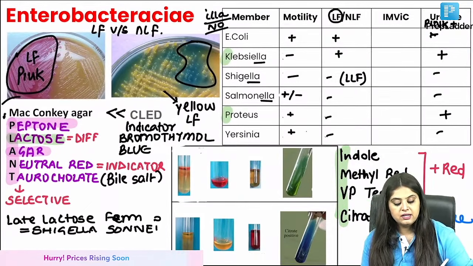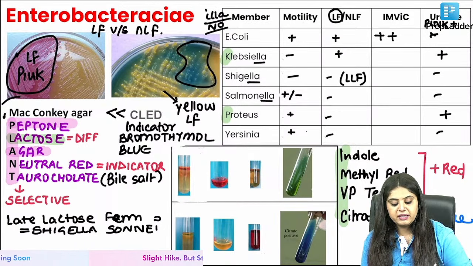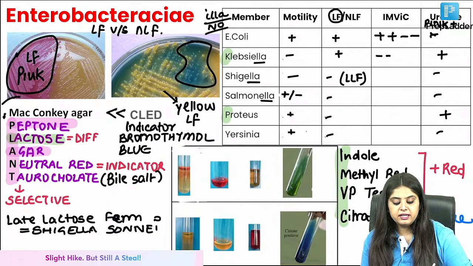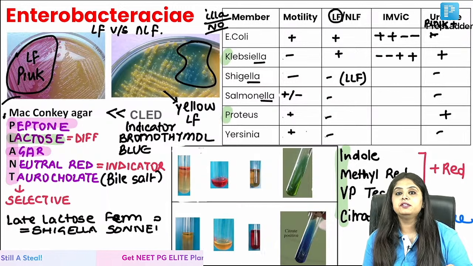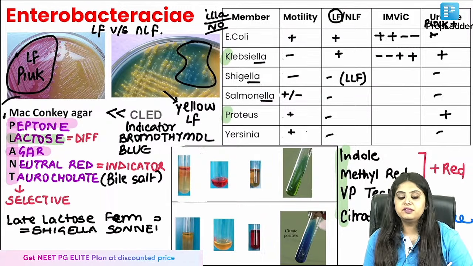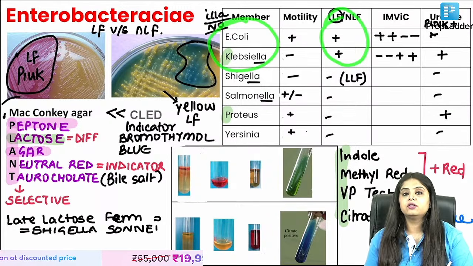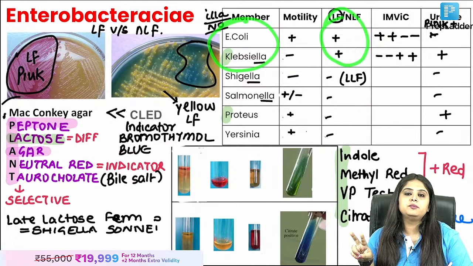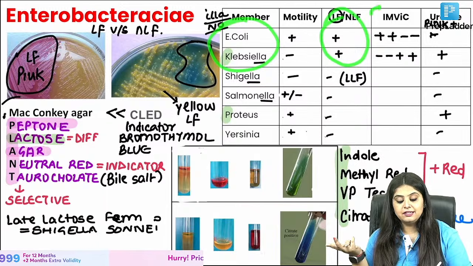So how do I learn? For E. coli it is plus plus minus minus, and for Klebsiella it is minus minus plus plus. How easy! See, now the examiner will say there is a lactose fermenting organism. You'll say okay, it can be E. coli, it can be Klebsiella. How should I differentiate? I'll say do IMVIC testing.